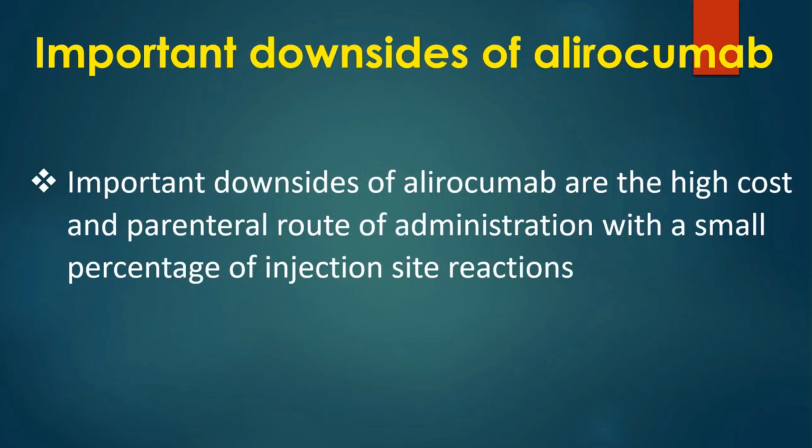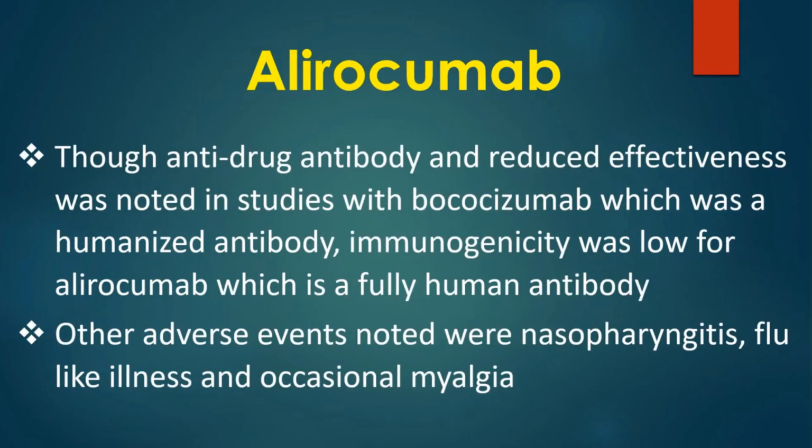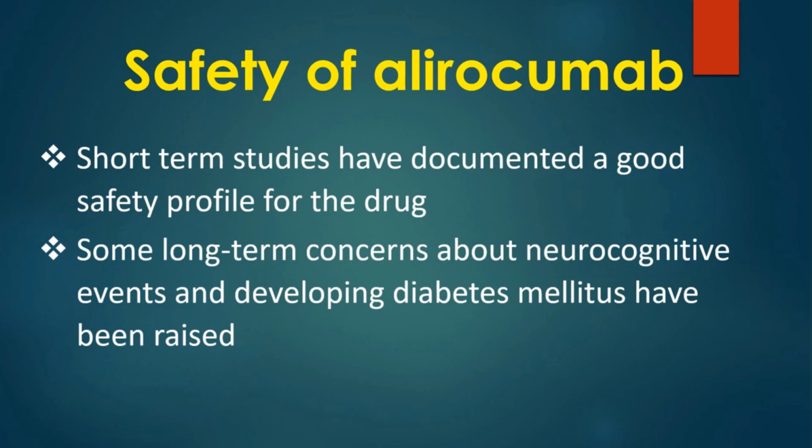Important downsides of Alirocumab are the high cost and parenteral route of administration with a small percentage of injection site reactions. Though anti-drug antibody and reduced effectiveness were noted in studies with Bococizumab, which was a humanized antibody, immunogenicity was low for Alirocumab, which is a fully human antibody. Other adverse events noted were nasopharyngitis, flu-like illness, and occasional myalgia. Short-term studies have documented a good safety profile for the drug.